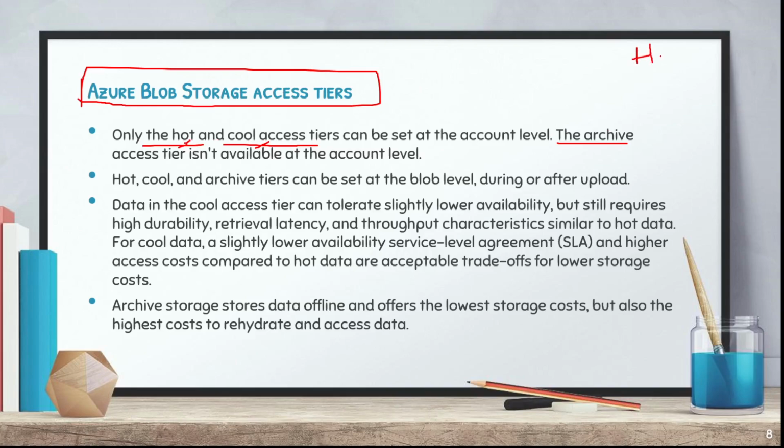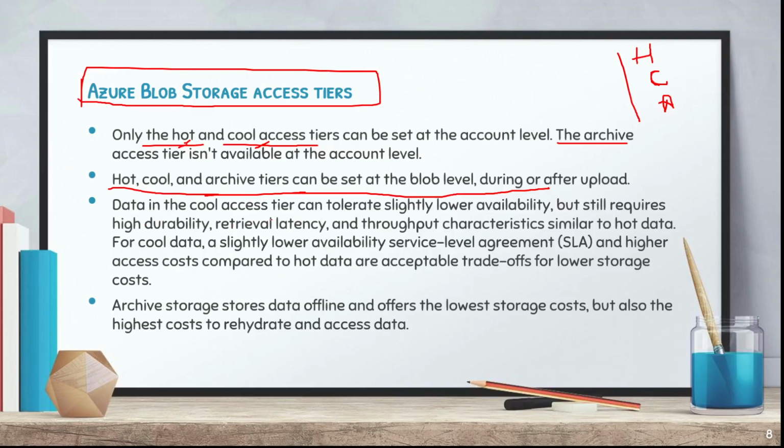Hot needs to be accessed frequently, cool needs to be accessed infrequently, or you can say less often, and archive is used once in a while, or you can say it will not be used. Hot, cool, and archive can be set at the blob level, during or after the upload. Once you upload anything into your container, you can change it.